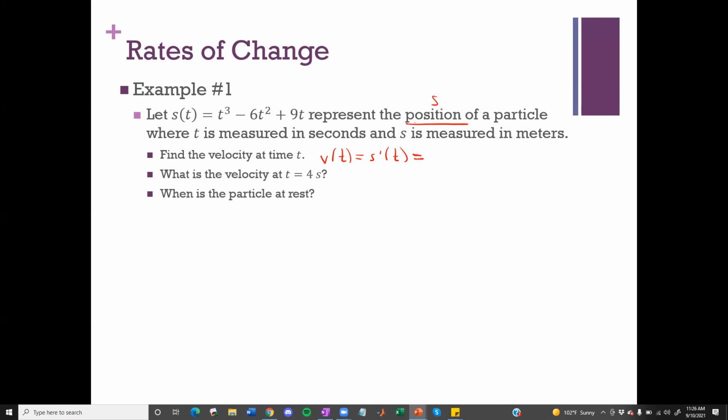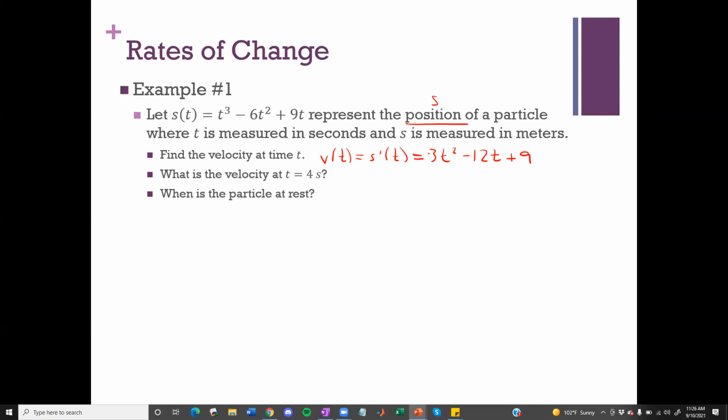Now we just need to take the derivative. What is the derivative of this function s? 3t squared minus 12t plus 9. Agreements, disagreements, questions? All right, I agree with this. This is the velocity at time t. This is the velocity for any time t.